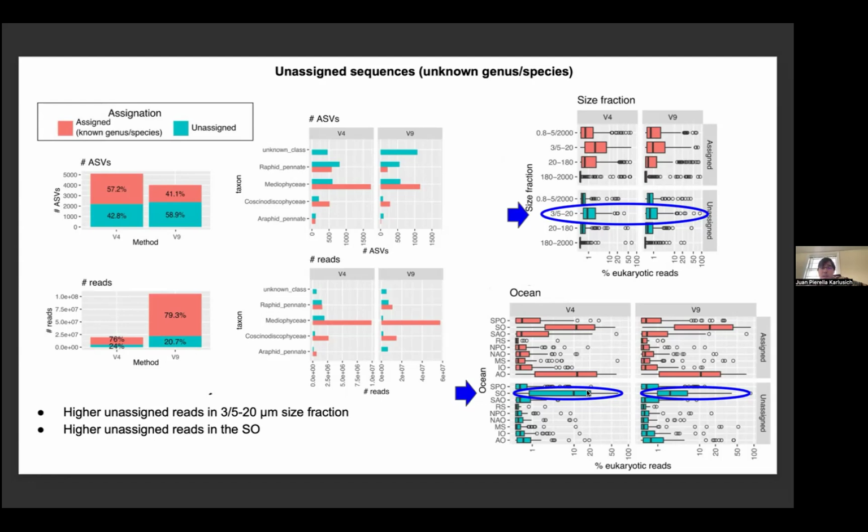So this illustrates that there are still many parts of the ocean that are undersampled, that we need to improve their coverage in terms of cultural isolation, as well as in terms of environmental sample analysis, in order to improve our reference databases.